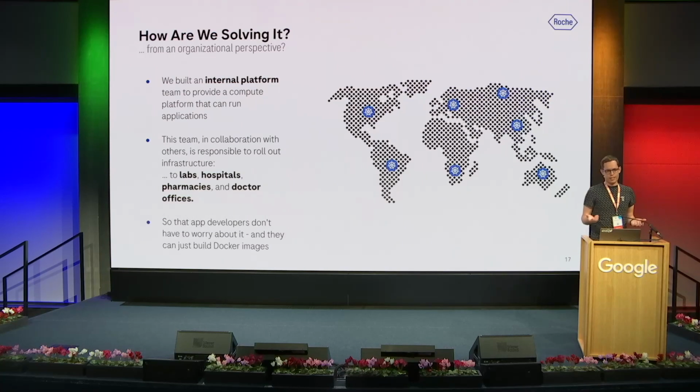So how do we do it from an organizational perspective? And I could see a lot here from what Andreas shared in the previous talk. We're doing what everybody's doing: building an internal team which provides this platform to the rest of Roche. In this team, we are responsible for rolling out Kubernetes clusters to these on-premise locations. The overall idea is obviously that the application developers don't have to worry about all of this anymore, and they can just work on their application code.